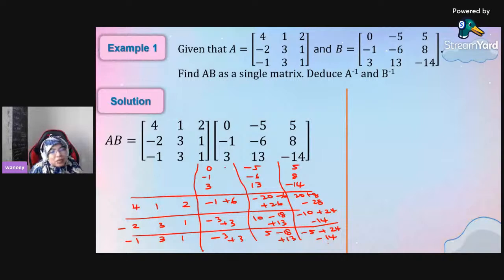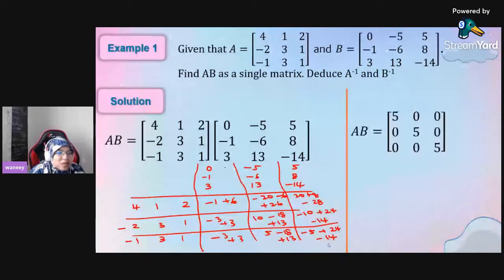Okay, so when you do that, you should be able to see that the value for A times B is actually equal to 500, 050, 005. Wait a moment. Correct? Everything okay? Everything is correct. Okay, so AB is 500, 050, 005, which means that AB is exactly equal to 5I. So this is my K.